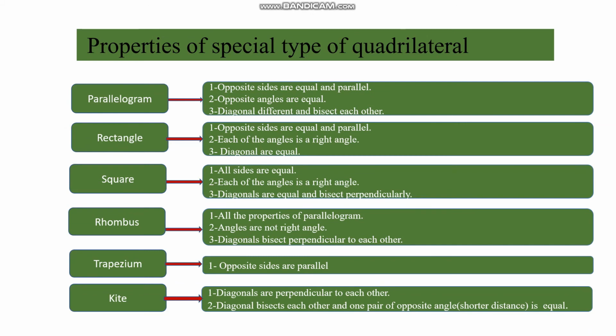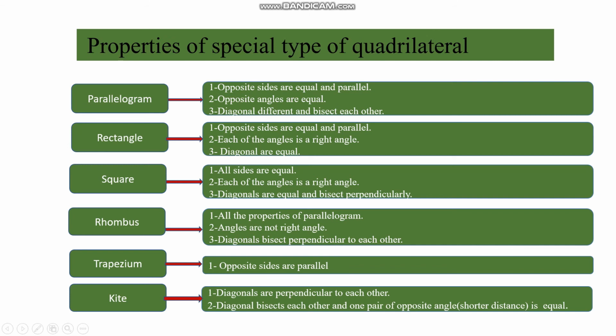Now the next point is properties of a special type of quadrilateral. First, parallelogram. Opposite sides are equal and parallel. Opposite angles are equal. Diagonals are different and bisect each other. Second is rectangle. Opposite sides are equal and parallel. Each of the angles is a right angle. Diagonals are different. The third one is square. All sides are equal. Each of the angles is a right angle. Diagonals are equal and bisect perpendicularly.